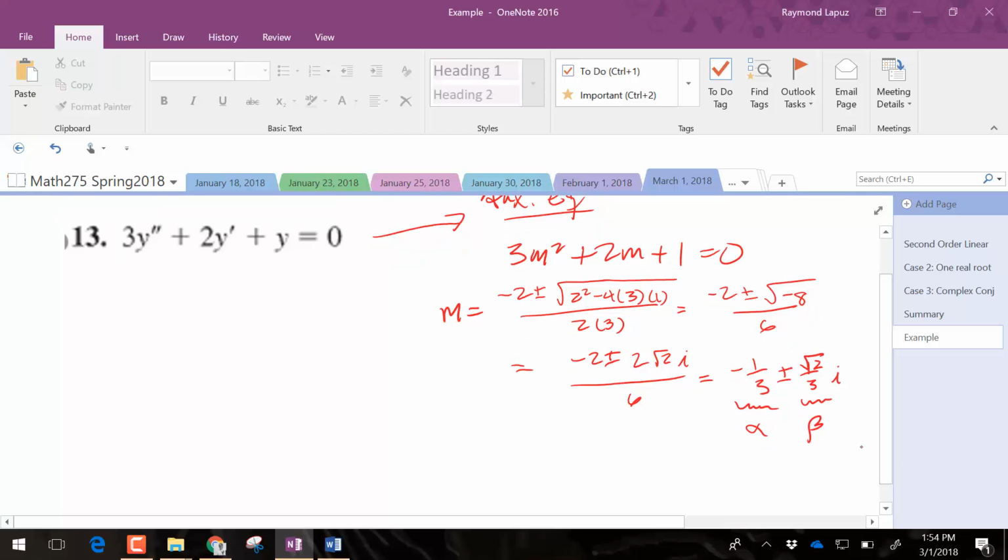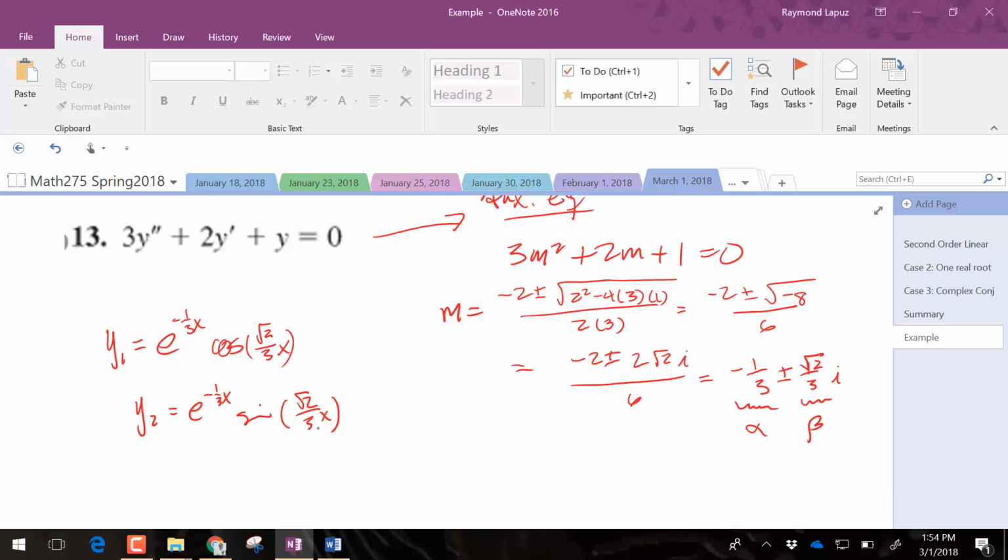And then if you want to just jump straight down to the formula, your y1 is going to be e to the negative 1/3 x times cosine root 2 over 3 x. And then your y2 is going to be e to the negative 1/3 x times sine root 2 over 3 x. And then you put this as a linear combination.